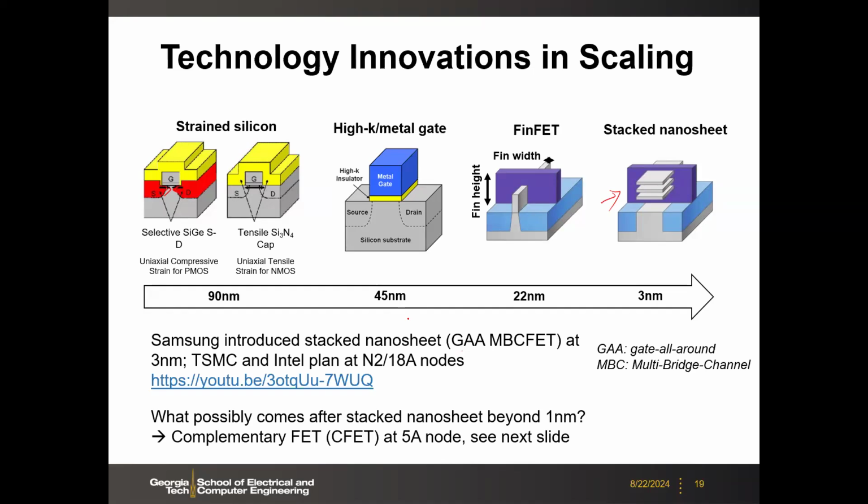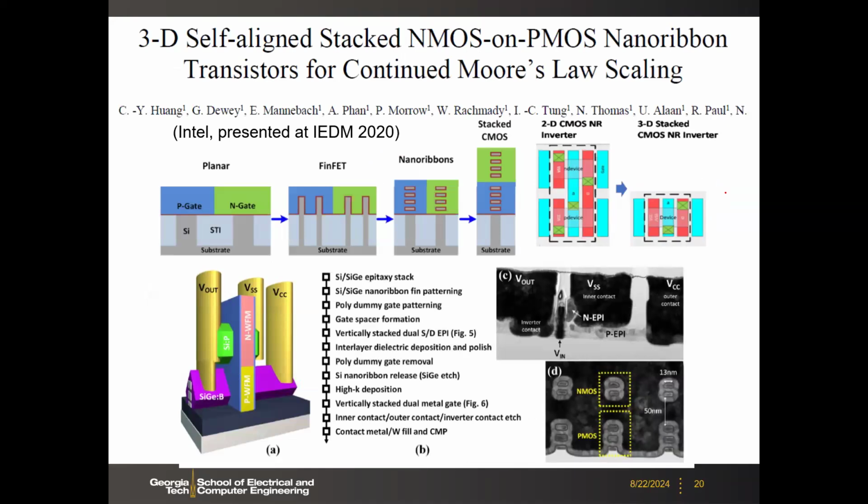And then what comes after? Okay, this one. The industry already has a roadmap for the 5 angstrom node. This is from Intel's paper, 2020 IEDM. So we used to have NMOS and PMOS, right? Remember the standard cell: the top part is the PMOS, the bottom part is the NMOS, so you occupy the natural space. In the future, they want to do stacked CMOS or CFET. They call it complementary FET. That means, for example, NMOS stacked on top of the PMOS.